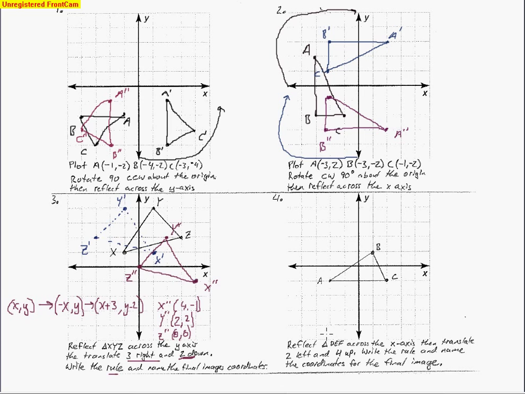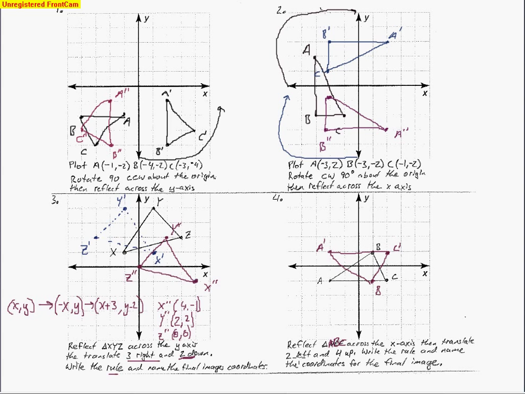So we'll try another one like that. DEF. Now I didn't, let's just call this ABC. I didn't write DEF on these letters here, so we'll go ahead and reflect that across the x-axis. So here's C prime, A prime, and B prime would go down here. So we reflect across the x-axis. And now we're going to follow the rule.